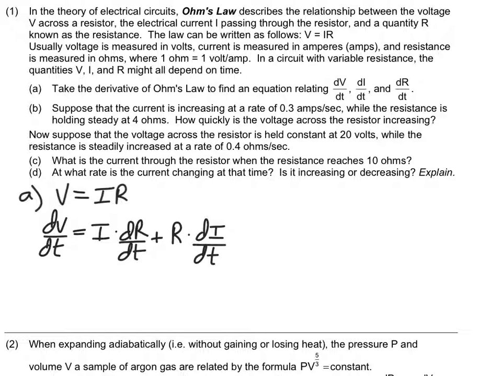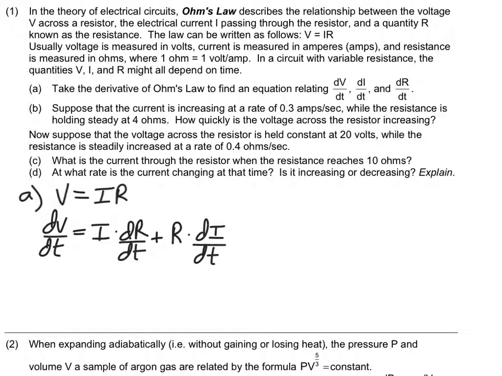So that's good news. Suppose that the current is increasing at a rate of 0.3 amps per second while the resistance is holding steady at 4 ohms. How quickly is the voltage increasing across the resistor? Right, so this is where a little bit of interpretation and maybe referring back to the original setup comes into play, especially if you're not familiar with this concept.